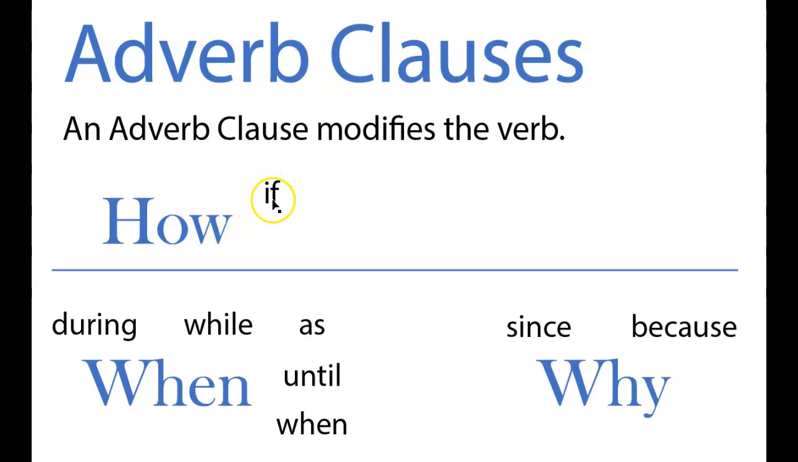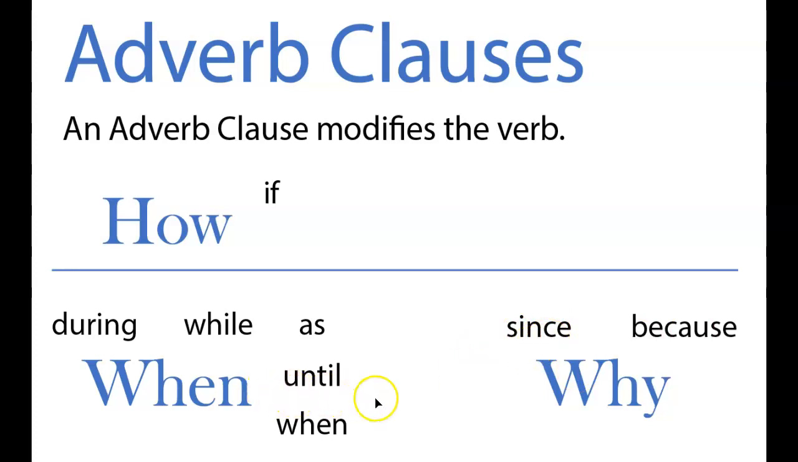How is going to get into your if-then statements. If this happens, then this other thing can happen. Any if part of a statement is going to be an adverb clause, and we'll look at how to diagram that later. Anything that starts with during, while, as, until, when, since, or because, those clauses are going to have these indicator words. So it's going to be while, and then you'll have subject, verb, maybe a direct object, right? Or until, subject, verb, maybe a direct object. Since, same thing, since, subject, verb, right?